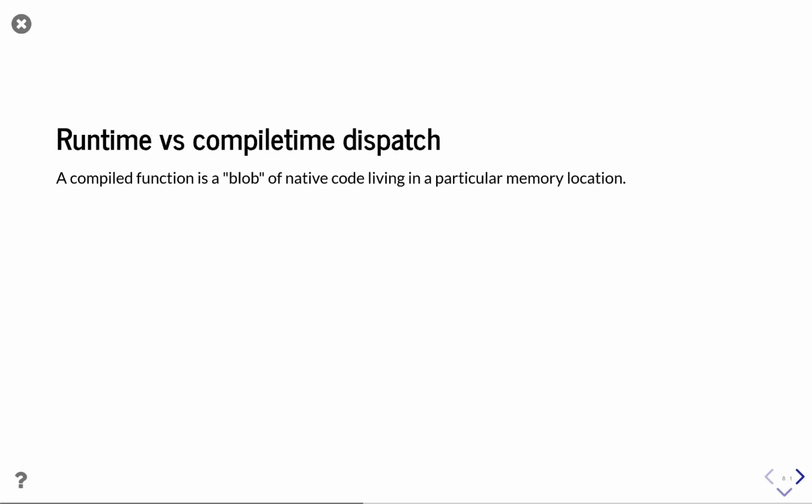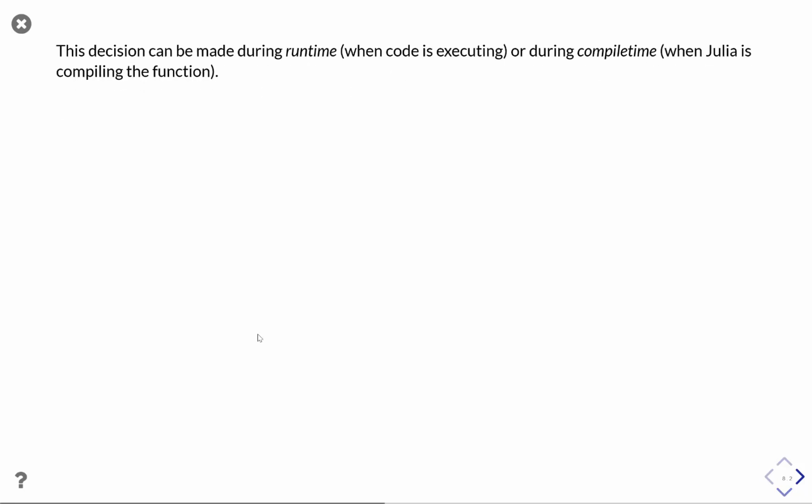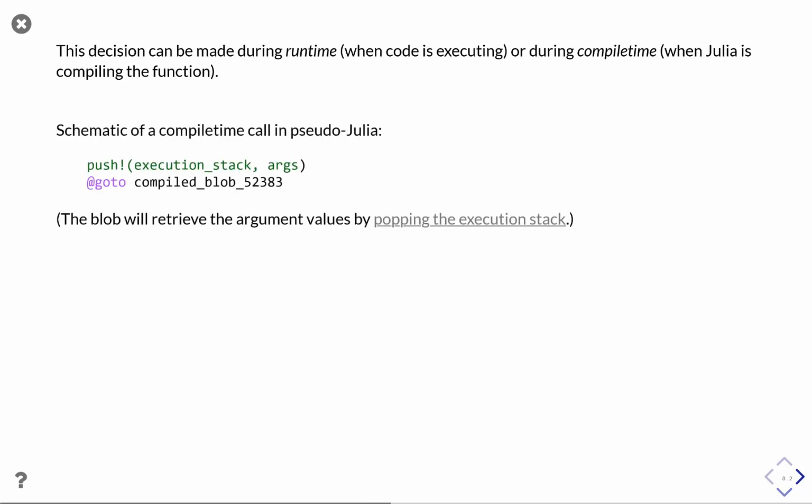And so a good mental model for how all this works, which I've kind of said in words, is that when code has already been compiled, you can think of it as sort of a blob of native code. And when you call it, you have to prep the arguments and decide which compiled blob to use. It's kind of like looking up someone's phone number in an old-fashioned phone book, right? And when that decision can be made at compile time, it's quick and easy. It pushes all the variables onto a so-called execution stack, and then it just jumps to the execution of your code.